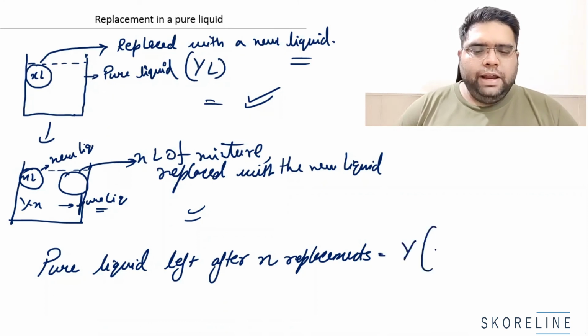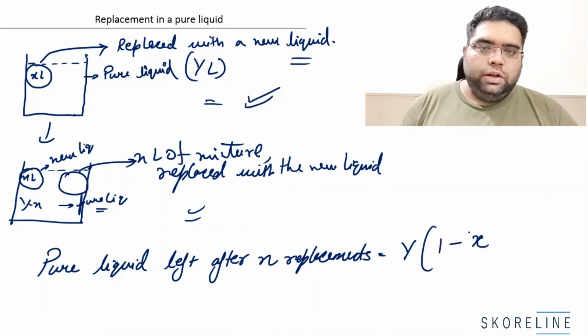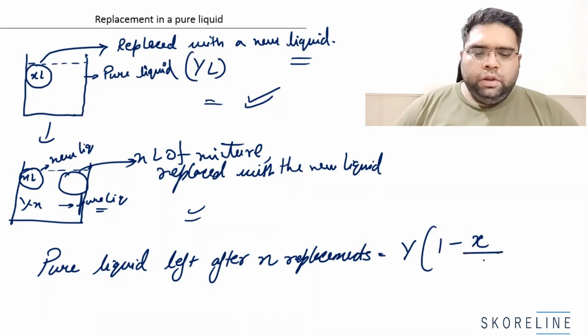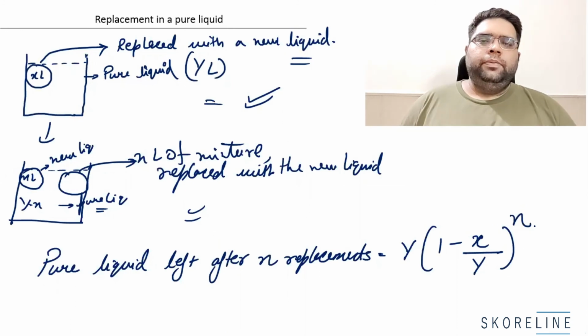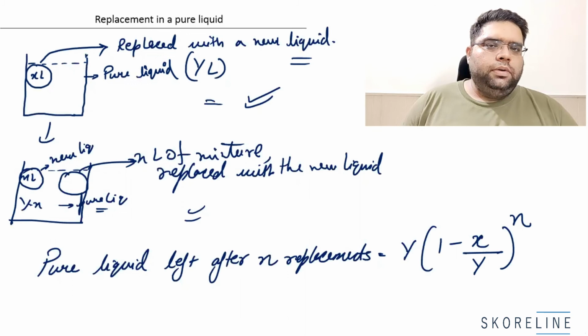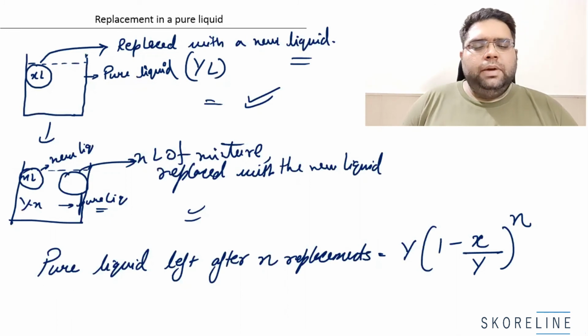y times (1 minus x by y) to the power n, where x is the part of the liquid that was replaced in the first case. That's it. You do not have to use ratio or proportion, and you do not have to form long equations to find the answer. You only have to use this simple formula. Pure liquid left after n replacements is y (1 minus x by y)^n.